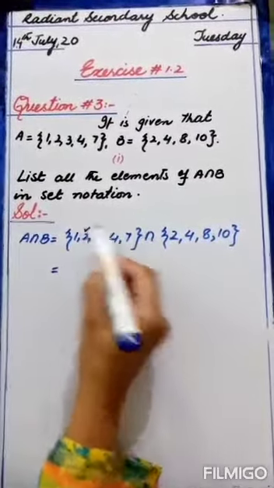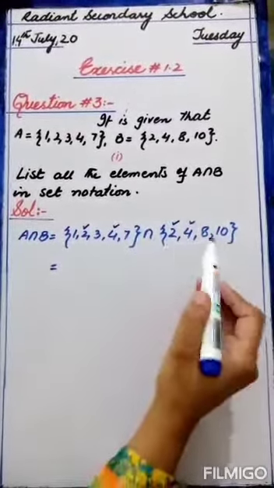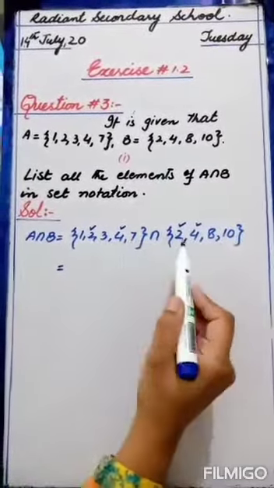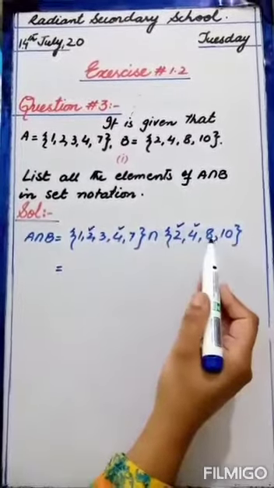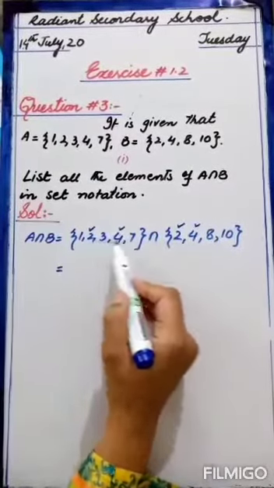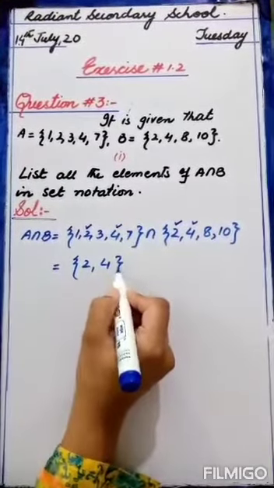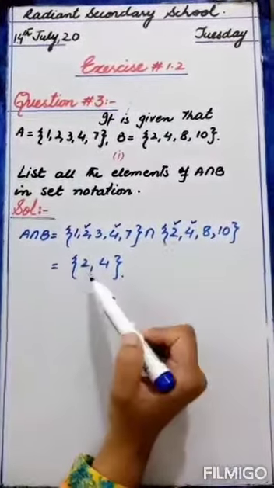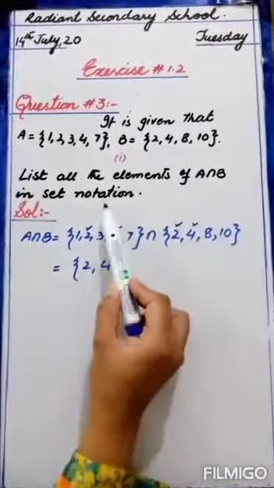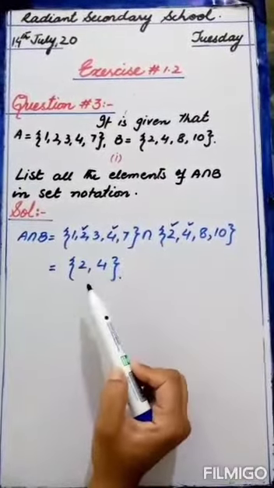What are they? You can see that 2 is common, 4 is common. Next, in this set 1 is there, but 1 is not present in both the sets. 3 and 7 are not present in both the sets. Same with 8 and 10, they are not present in both the sets. So only the common elements are 2 and 4. So in this set we will have elements 2 and 4. This is your answer in set notation, because we have to write the elements of A intersection B in set notation.